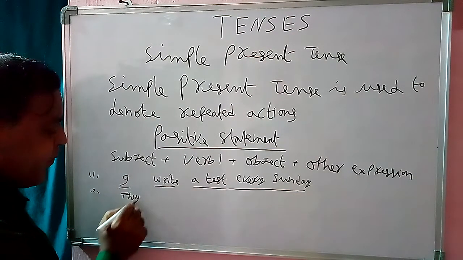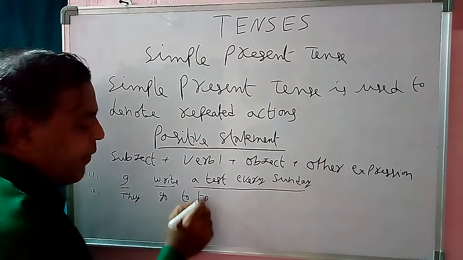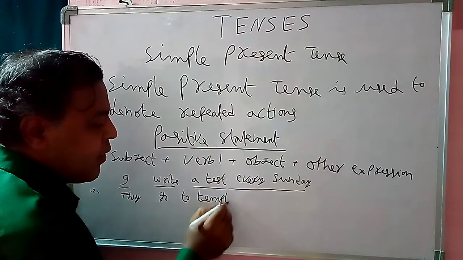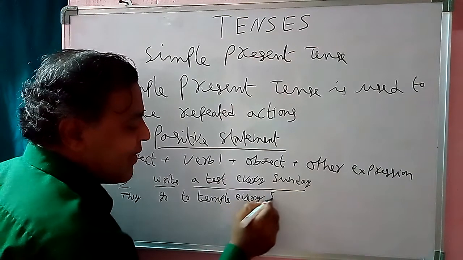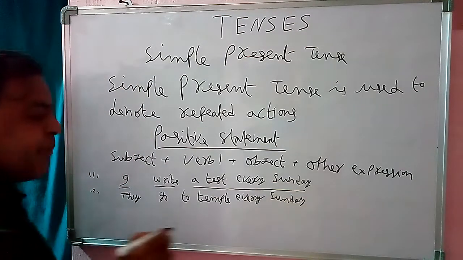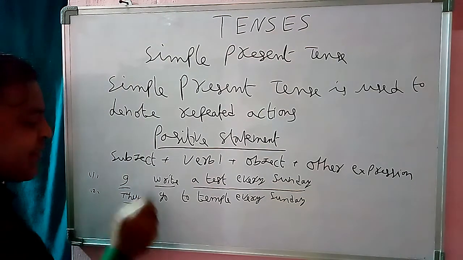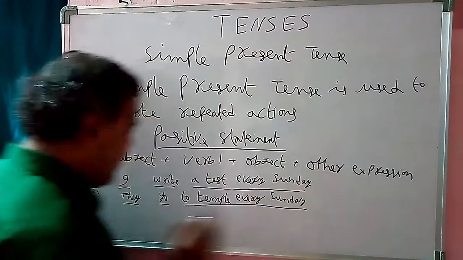They go to temple every Sunday. They, subject, go, verb 1, to temple every Sunday, object.